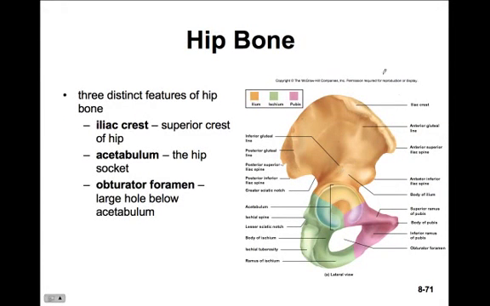When we look at each coxal bone or hip bone, there are 3 distinct features. We have the iliac crest, which is this long line across the top of the pelvis. The acetabulum, which is the hip socket, where the head of the femur, our thigh bone, will go. And then the obturator foramen, this large hole that's below the acetabulum.